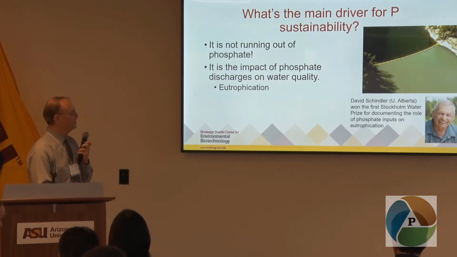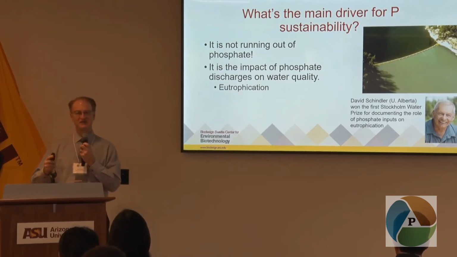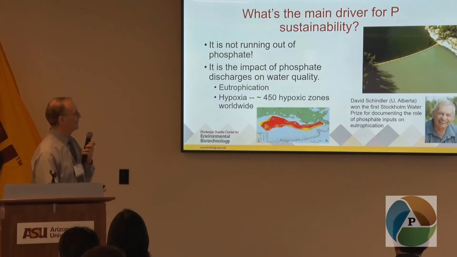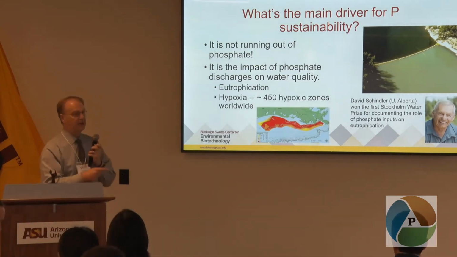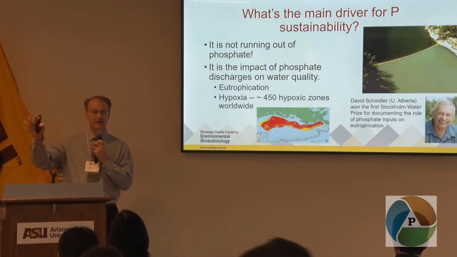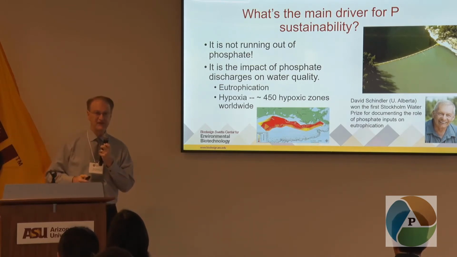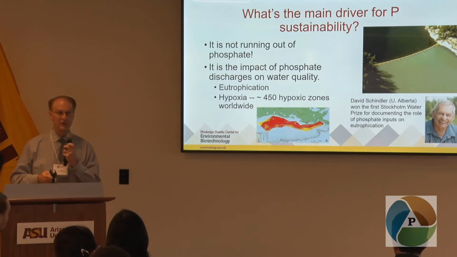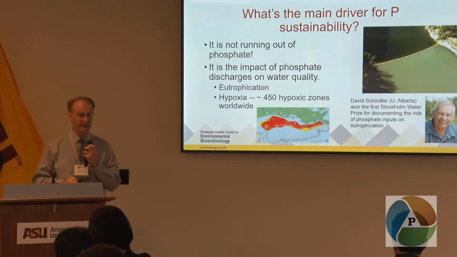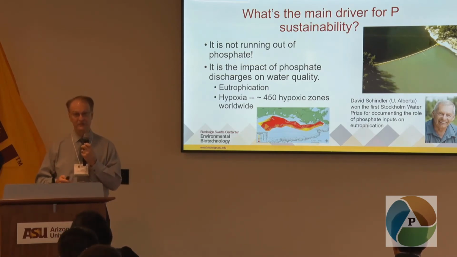So that gives me a chance just to say a few things about the Stockholm Water Prize, which I will, but I want to point out, though, that as Jim said, around the world, there's something like 450 hypoxic zones. So this is a really serious global problem, and it's only going to get more serious unless we do something about it.